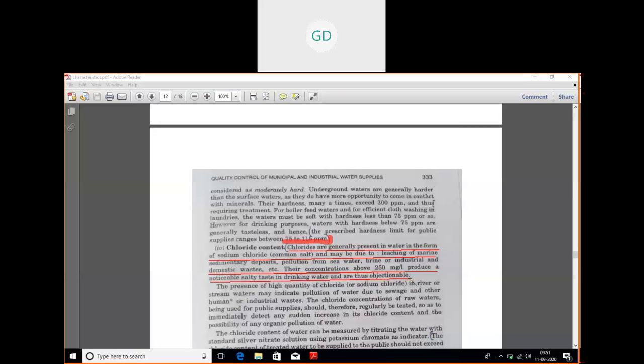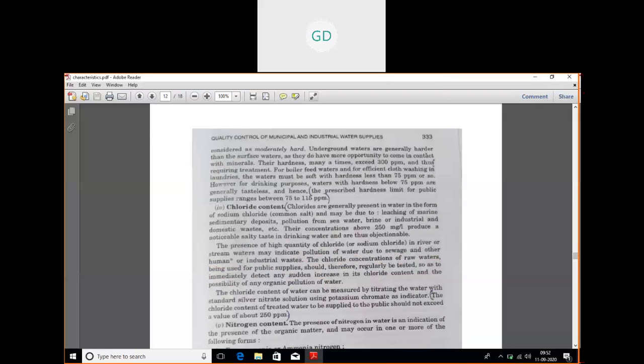That means if chloride content is more than 250 milligram per liter, it will impart a salty taste in your drinking water, and obviously salty drinking water nobody likes to drink. Therefore, above 250 milligram per liter, it is not recommended. Okay, the chloride content should always be below your 250 ppm.